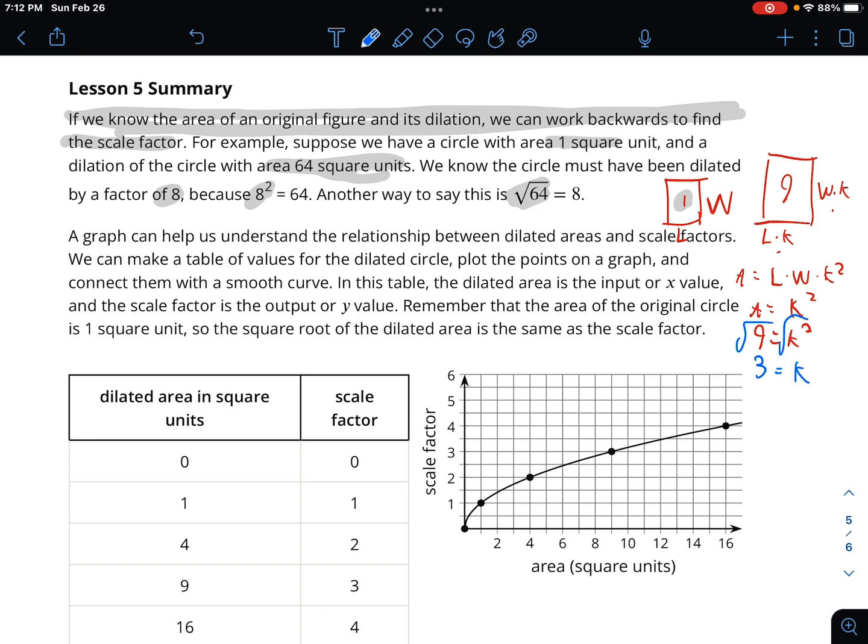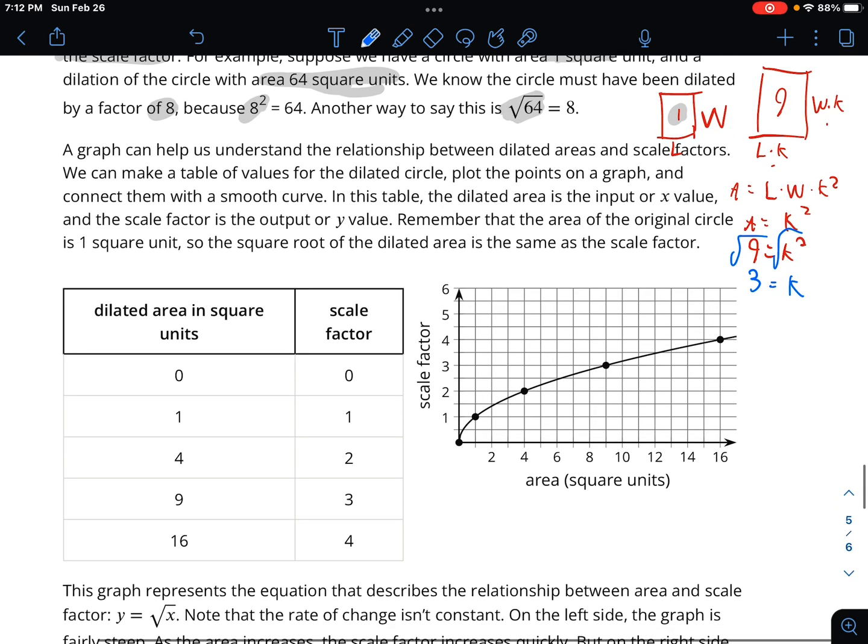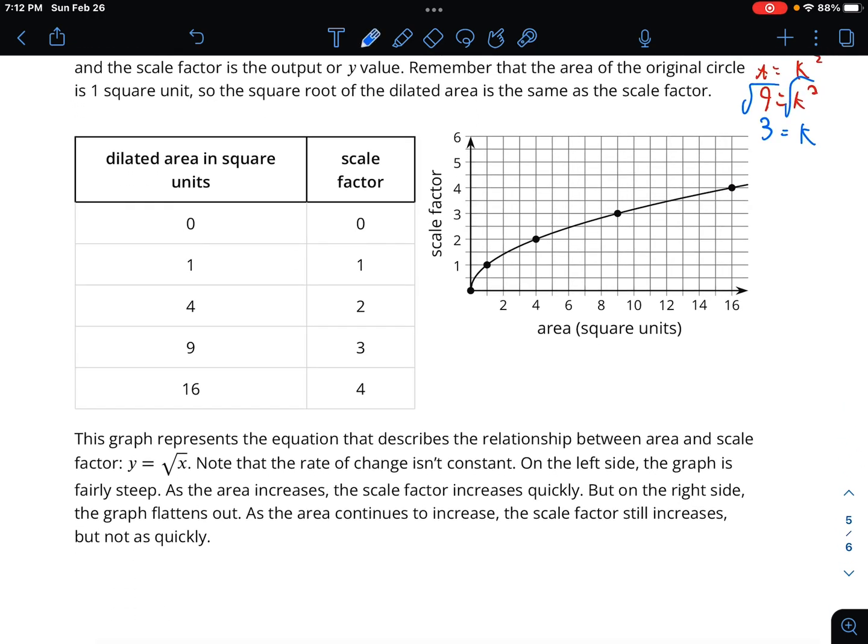When you draw these all out from that same painting problem, you're going to see that as the area gets bigger, the scale factor grows more slowly, because you're squaring it. 1 times 1 is 1, 2 times 2 is 4, 3 times 3 is 9, 4 times 4 is 16. As the area gets much larger, the scale factor, as we take the square root, is not growing as fast. That's why it curves downward. This is represented by the square root of x. This function is y equals the square root of x, and that's what it looks like.